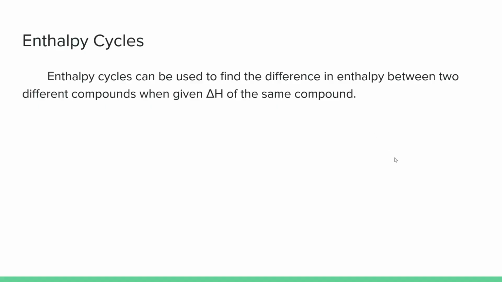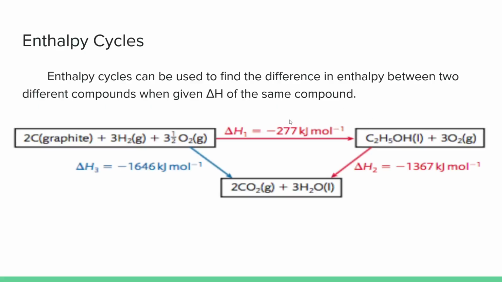Now, enthalpy cycles are also something that you might see on your exam, and don't be too worried about them because they're pretty easy. Enthalpy cycles can be used to find the difference in enthalpy between two different compounds when given the delta H of the same compound. So, for example, let's say that you didn't know what delta H was for the reaction of graphite, hydrogen gas, and oxygen to make C2H5OH or ethanol. But you do know that this reaction creates this, and this reaction can also create this, right?